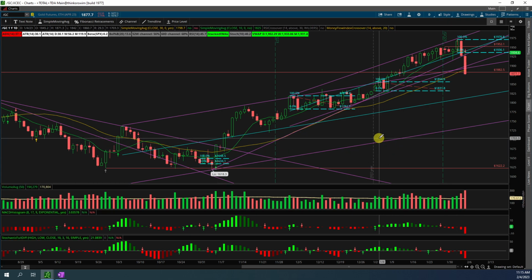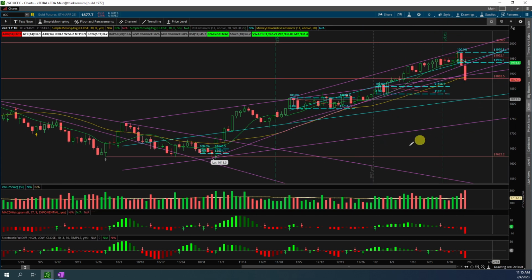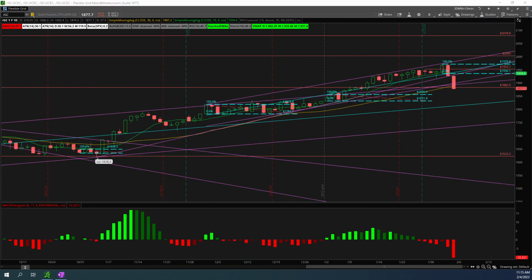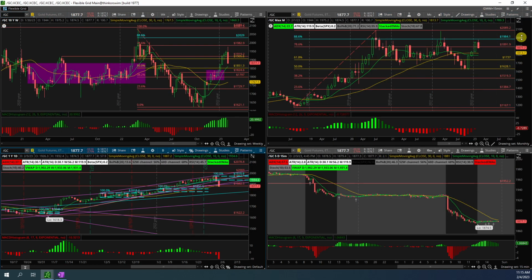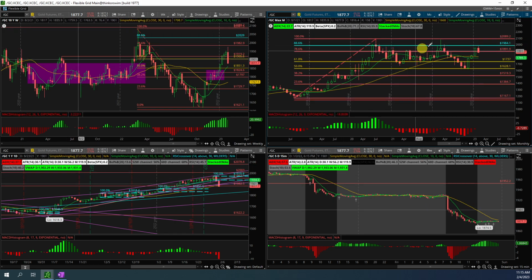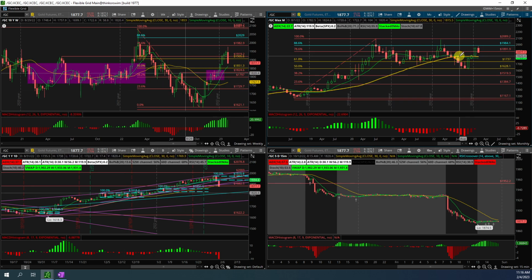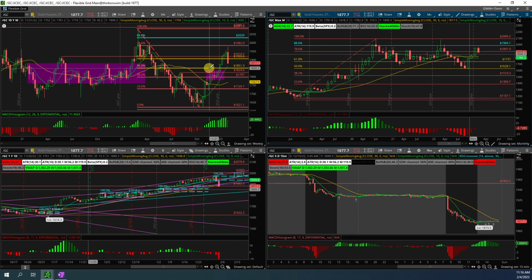For now, what we can expect, if we go back to here, we are still above the simple moving average on the monthlies. I like this area of 1851.3 for support.